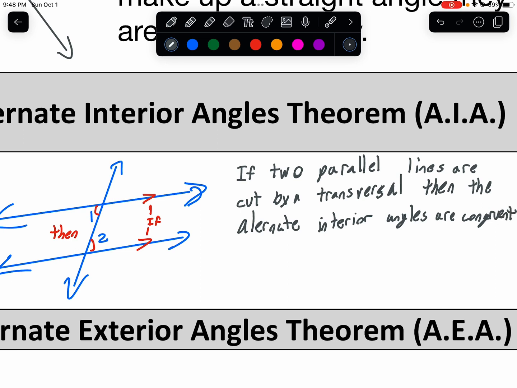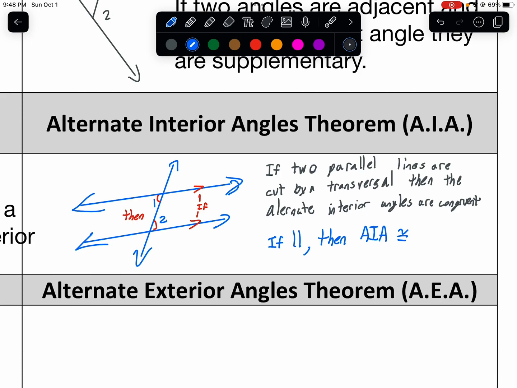A short and quick way to say this would be like this. If parallel, then AIA are congruent. So that's an easy way to use that statement. It's the alternate interior angles theorem. If we've got parallel lines, then the alternate interior angles are congruent.